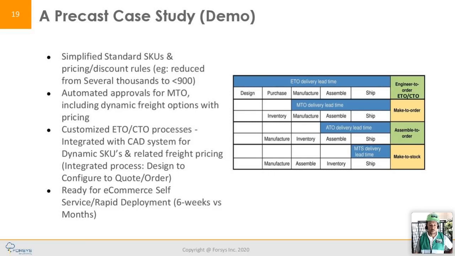So I'm going to talk briefly, because we're running a little bit long. I want to give time for the demo. Before we go into the demo, we work with some of the customers in this space, and these are some of the key challenges that we found.